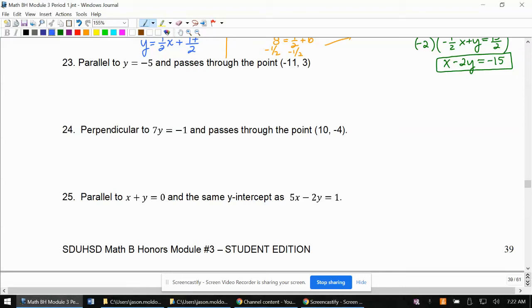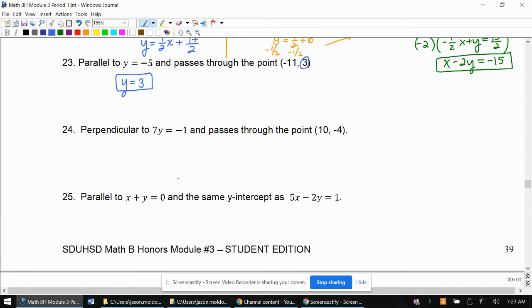23, parallel to y equals -5 and passes through the point -11, 3. Well, parallel means it's going to be a y equals equation, because if this one is horizontal or a slope of 0, this one also needs to be horizontal and a slope of 0. Maybe you've realized this in the other ones, otherwise you sketch this one. But all we need is to steal the y value. So this is going to pass through y equals 3.